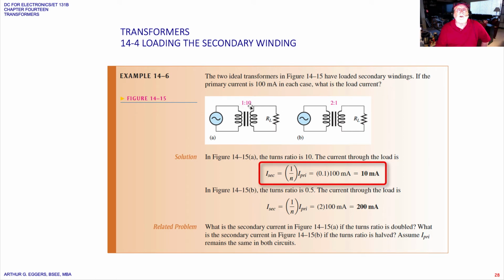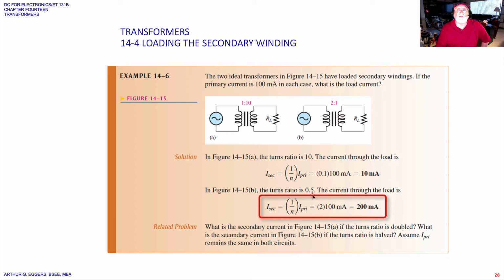So in A, we have a 1 to 10 relationship, and in B we have a 2-to-1 relationship. So it's just a matter of plugging in the numbers in this simple relationship, where we have 0.1 times 100 milliamps gives us 10 milliamps. For B, at a turns ratio of 1/2, the current through the load is 2 times 100 milliamps, or 200 milliamps.